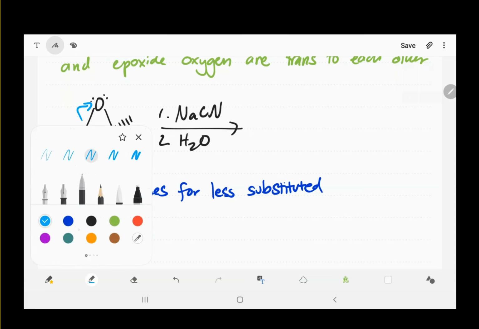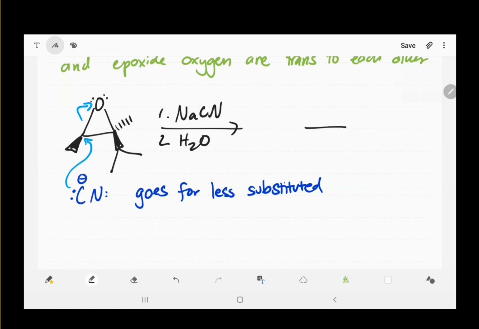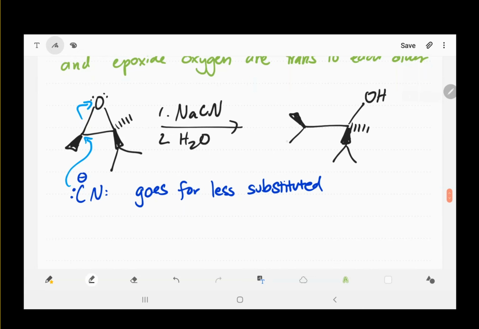And remember, we're going to need our nucleophile here to be trans to our oxygen. So in this case, we're going to end up having our CN down here. We're going to end up kicking our methyl group up. And we're going to have still our other methyl in the back there. And I'm just going to go ahead and protonate that H. That's what the water is going to be doing in the second step for this.